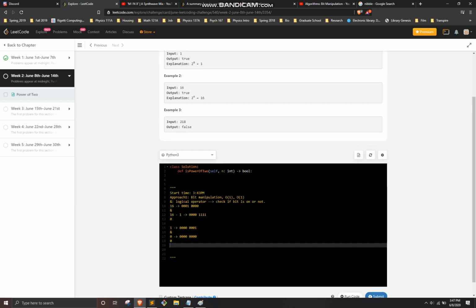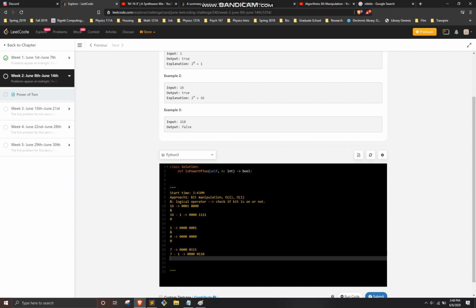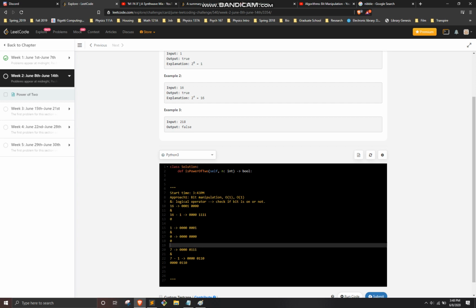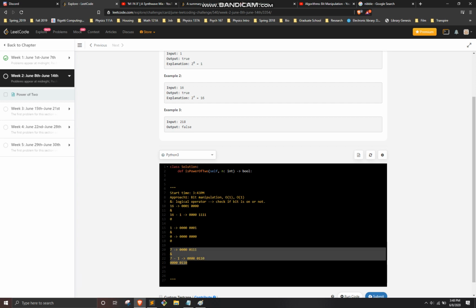And then the other thing to consider is, what if you have one that isn't true? Like, let's say 7, I know, is definitely not a power of 2. This can be represented like this. So if you subtract 1 from 7, you get 6, which is this. If you do AND, you don't get 0, you get 0001 10. So you're checking if there's a power of 2.